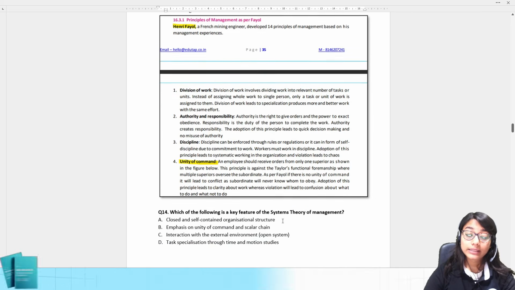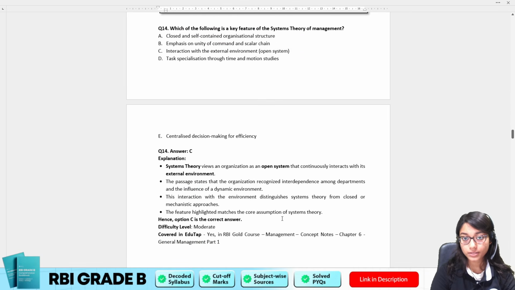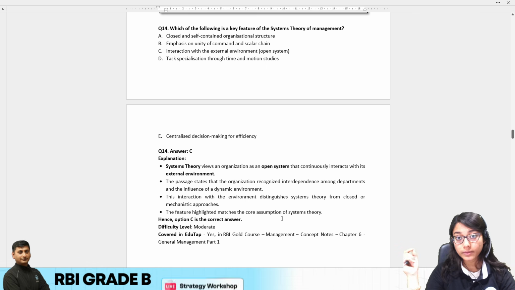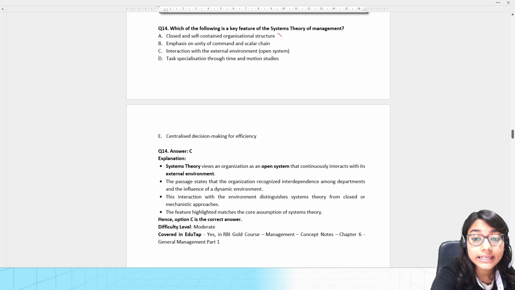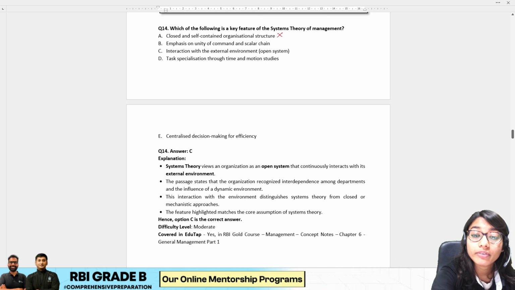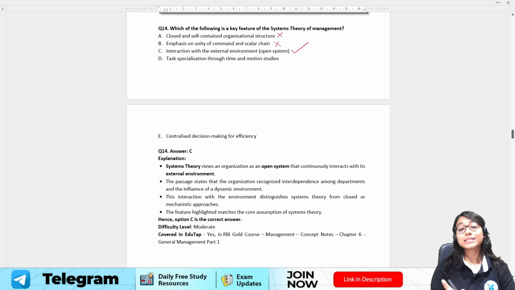Now, if we have a look at the next question, which of the following is a key feature of the systems theory of management? The systems theory of management, as given by Sir Chester Barnard. Basically, what will be the feature? Closed and self contained? No. Emphasis on unity of command, scalar chain? No, because that was Fayol. Interaction with external environment, open system? Yes. Why is this my answer?